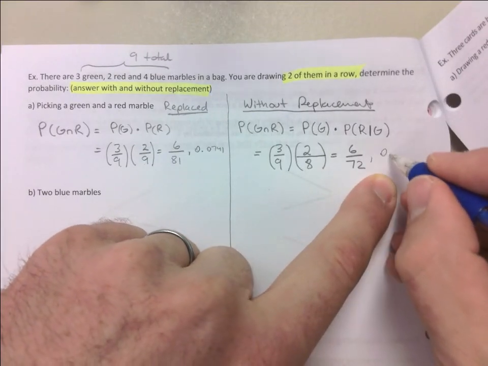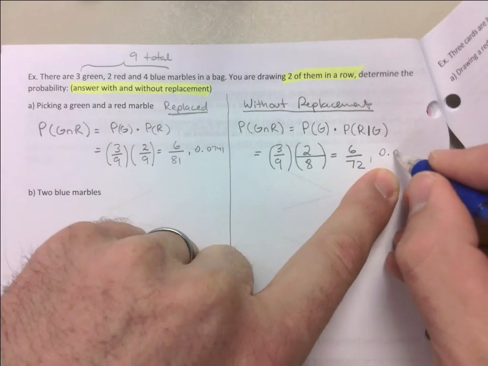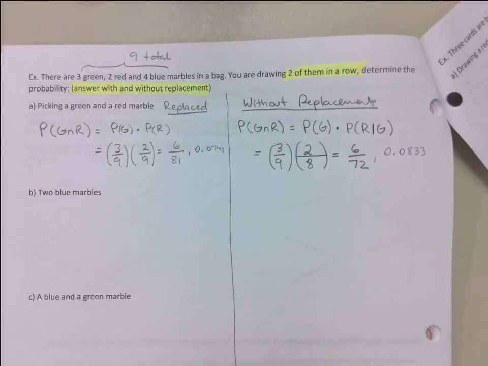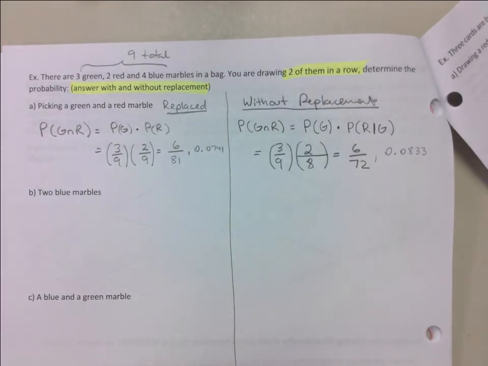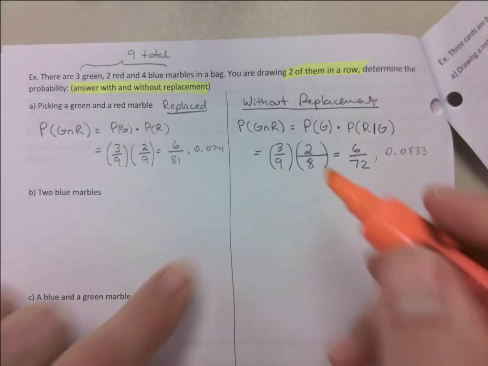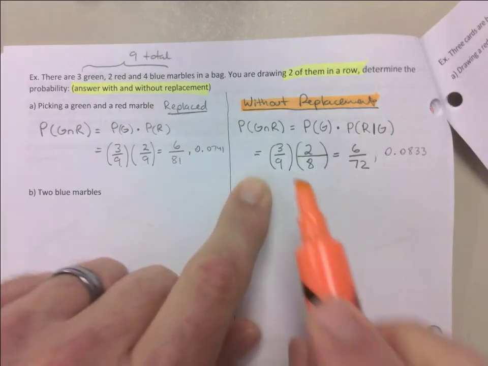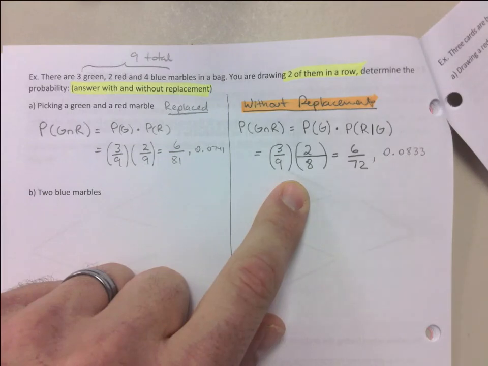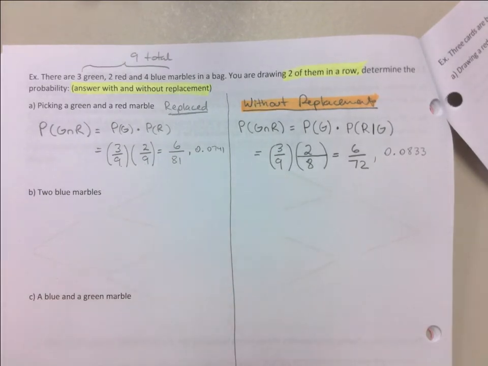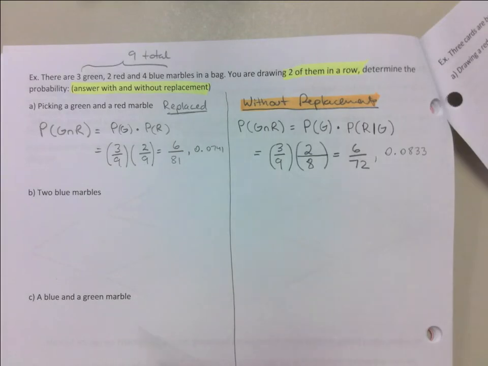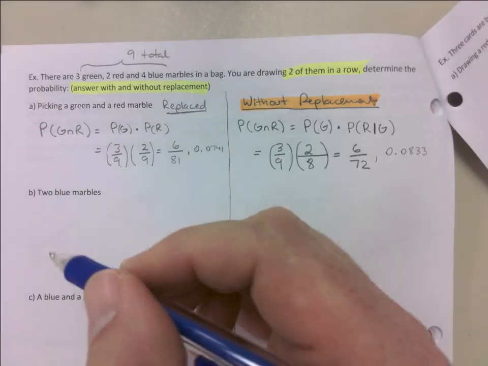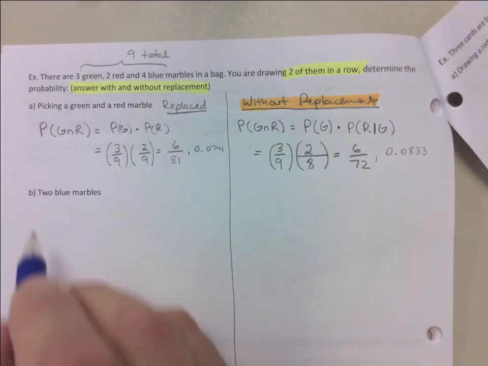I'm just going to show you that the probability changes when you don't replace. Okay? When you don't replace, something changes, and I think you can see it. Oh, the total went down. Yeah, there's definitely a dependent situation. Okay? Hold on. 2 blue marbles. Let's just do this one. I want you to finish this page at home.